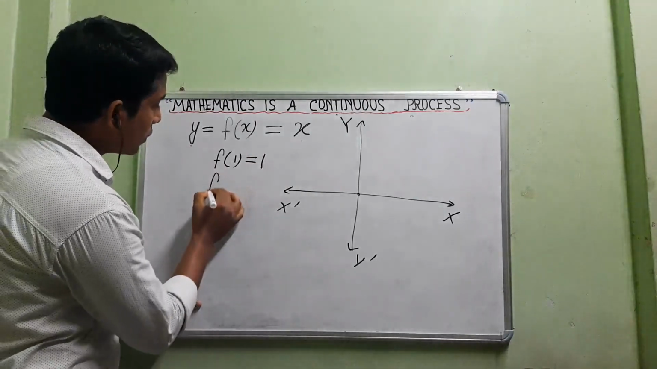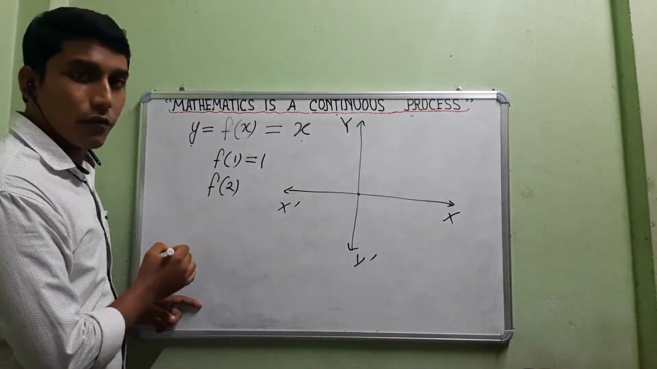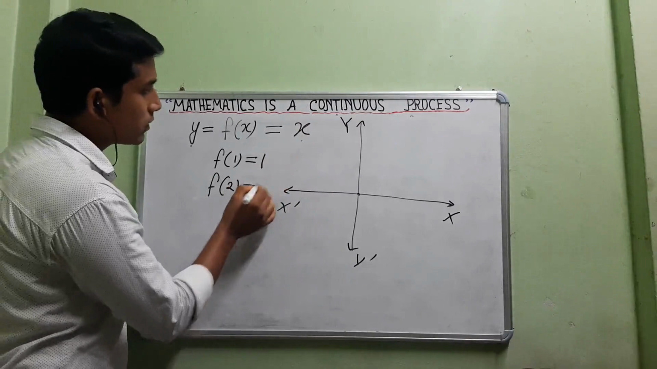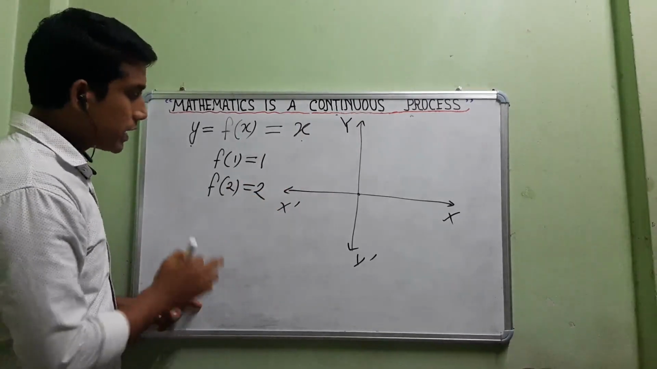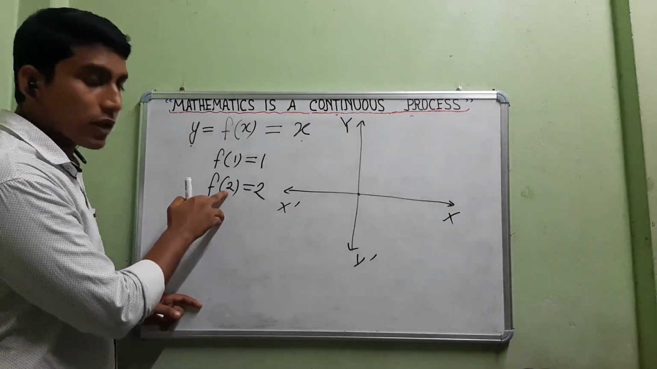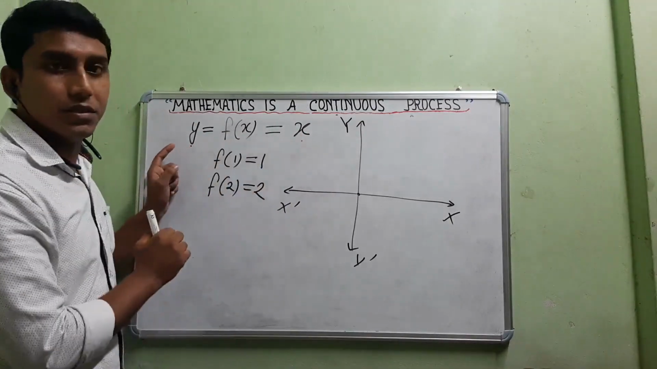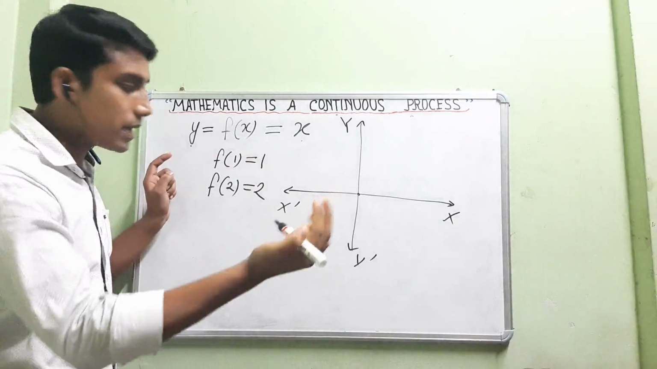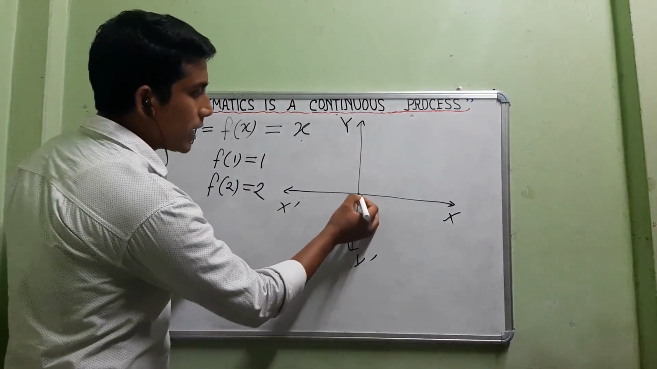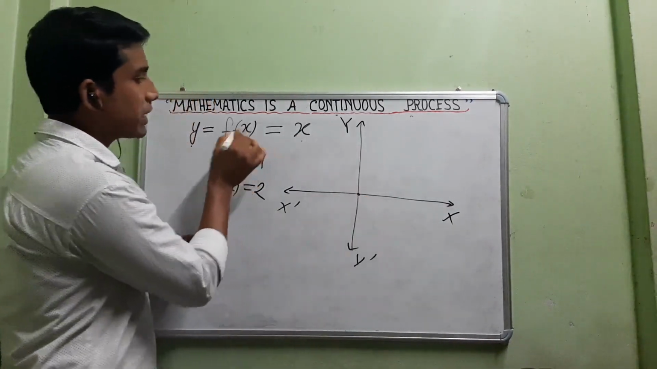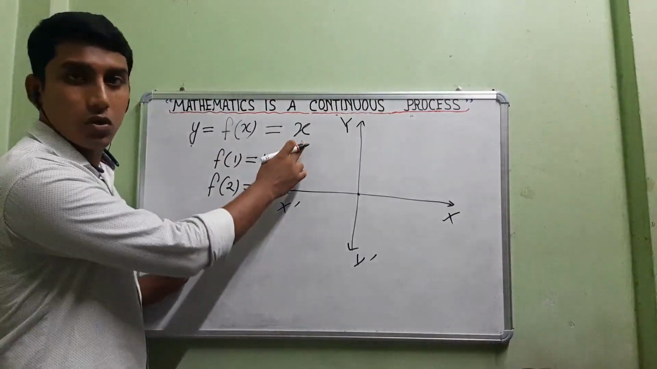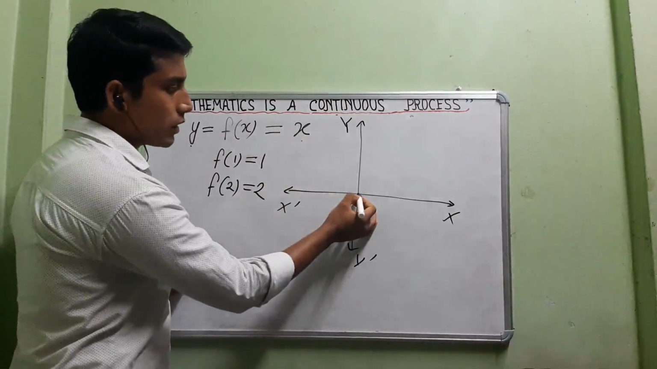If I take x equal to 2, so f of 2 will be what? x is taking the value 2. That means whatever change you are taking in place of x, y is taking the same change. So from this we can tell, if I take x equal to 0, y will be equal to 0. From here we can see, y equal to 0.